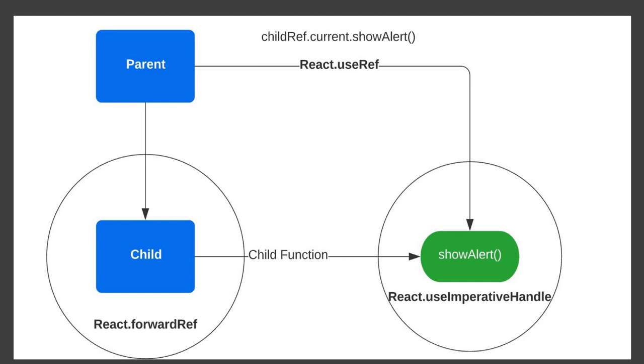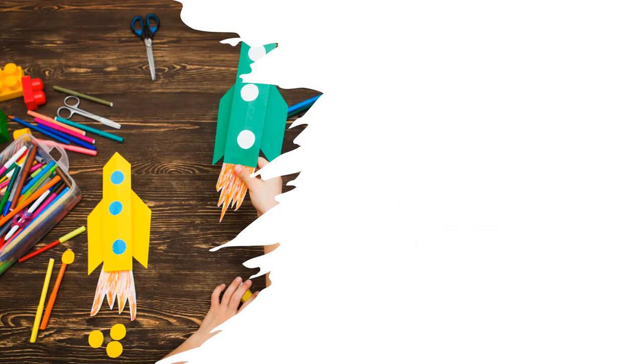Whatever function we expose to the parent component, it will customize that value. That's it. If you use useImperativeHandle without forwardRef, it will throw an error. And by using useRef from the parent component, you will be able to access the child component function. Let's see how we will be creating a parent component and child component through the demo.